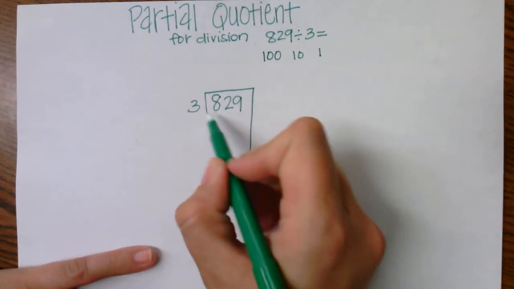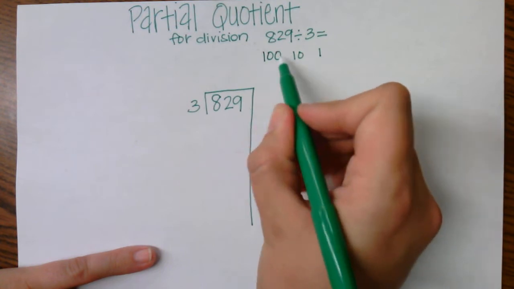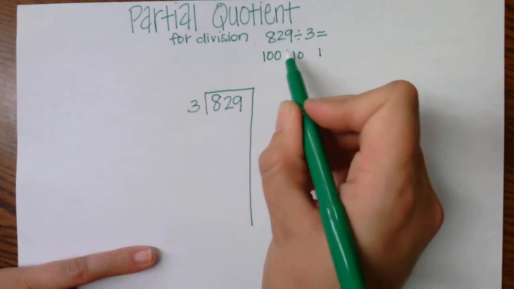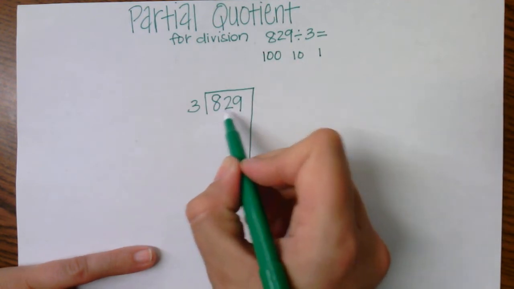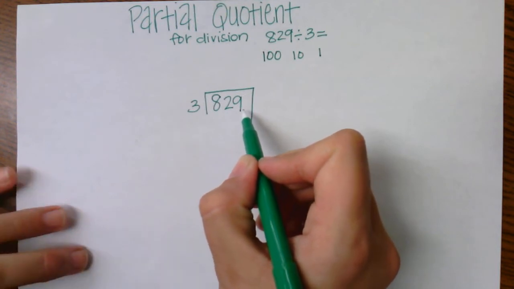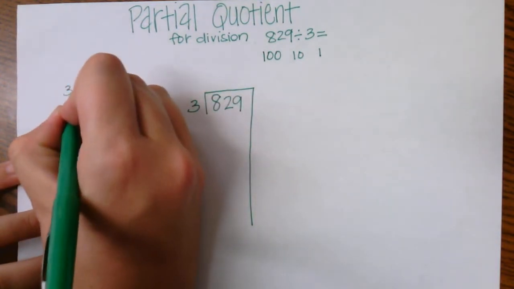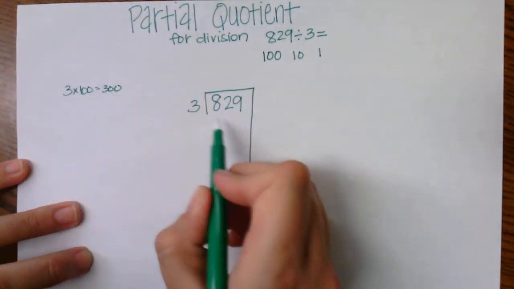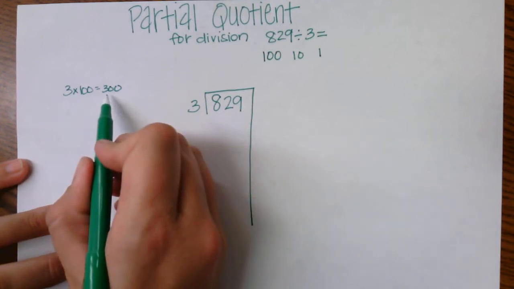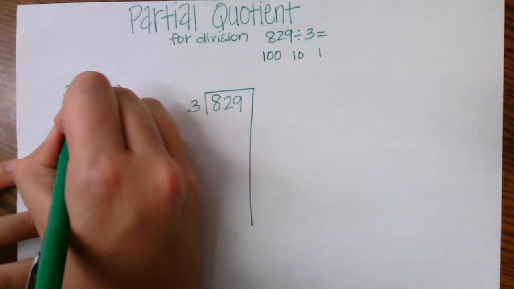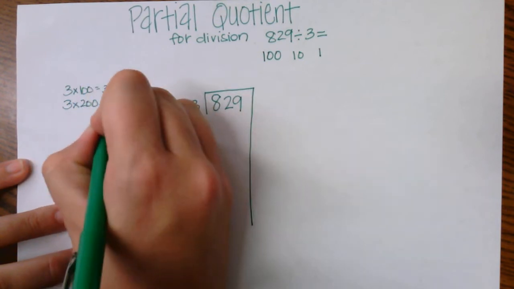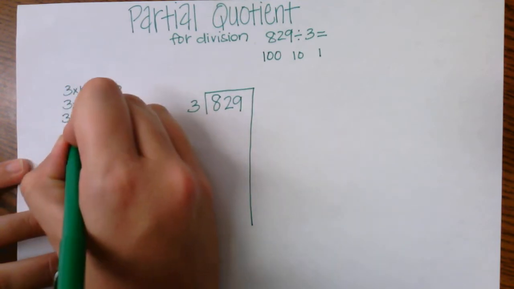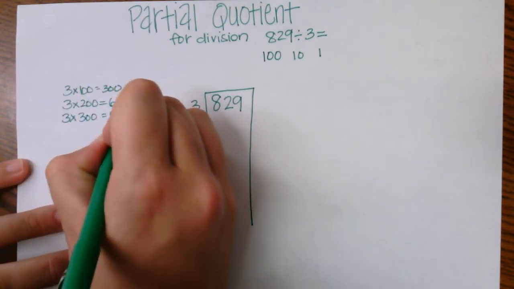So the first thing I want to do is look at my divisor and see how many times it can go into my dividend, thinking in hundreds. So I'm trying to multiply my divisor by a value of 100 or 200 or 300 to get as close to 829 as I can. So for example, let me come over here and make some notes. I know 3 times 100 is 300. So I can get closer to 829 than 300. I can keep going up by hundreds. So next I'll do 3 times 200, which equals 600. So I'll try one more, 3 times 300, which is 900.